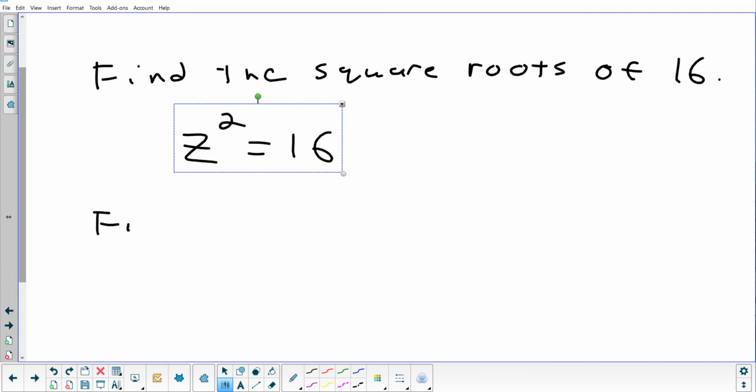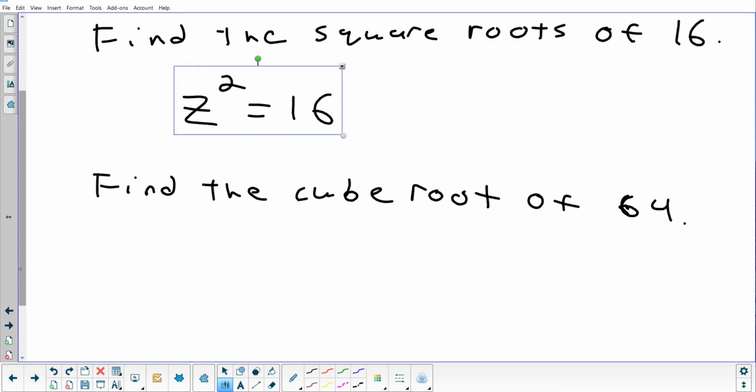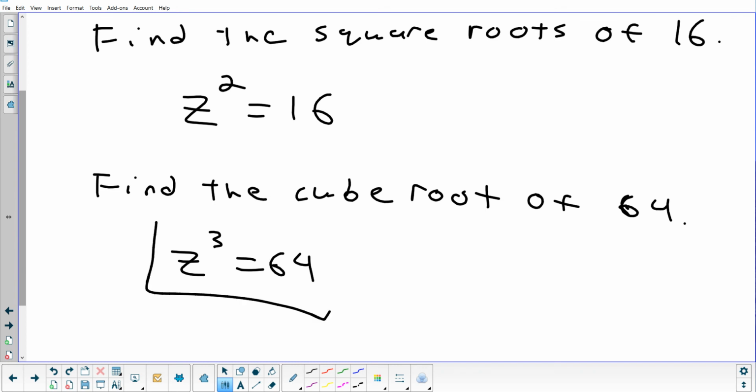If I said find the cube root of 64, and then someone said, I don't understand what cube root means, I'd say, okay, that means think of a number you can raise to the 3rd power, and it will come out to exactly 64. If you can figure out what number to the 3rd power is 64, then you've just figured out the cube root of 64. So that's the basic idea of the equation we're going to set up each time.